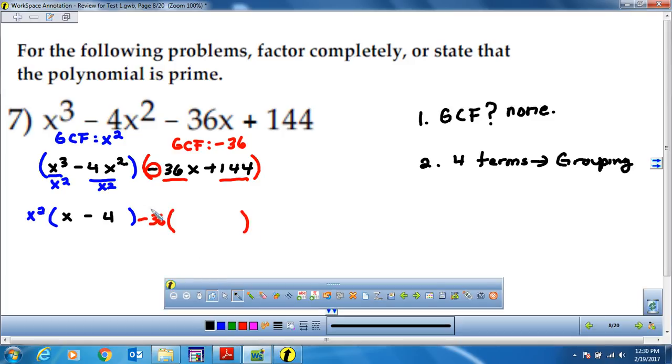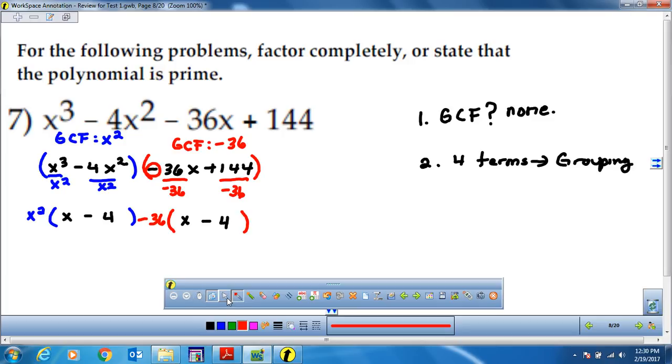And then we need to think of what number multiplied times negative 36 gives me negative 36x. x. What number times negative 36 is going to give me 144? Negative 4. Negative times negative is positive. Or simply, just divide both of these numbers by negative 36 and you're going to get the same thing. Negative 36x divided by negative 36 is x, and 144 divided by negative 36 is negative 4.